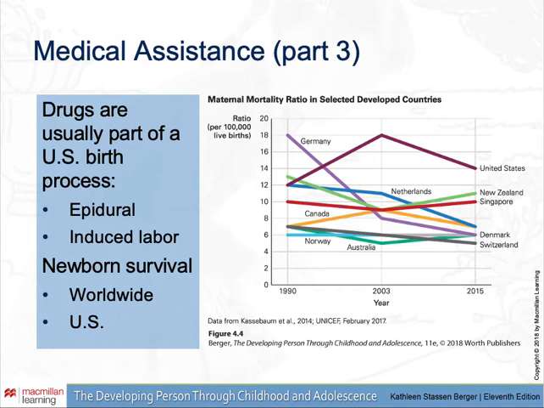Newborn survival. About 1 in 70 die worldwide, higher in poorer nations. About 1 in 250 die in the US. 40 nations have a better rate than the United States. You can see that in the scale on the right on the slide. It's kind of interesting to see where some of these nations are.